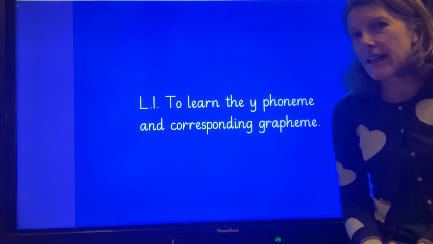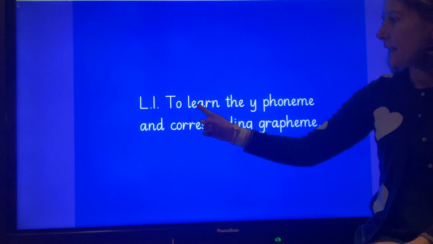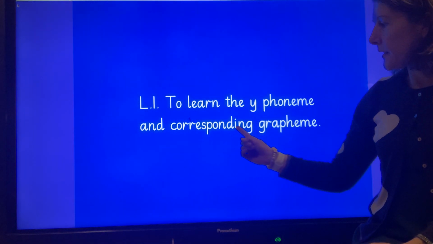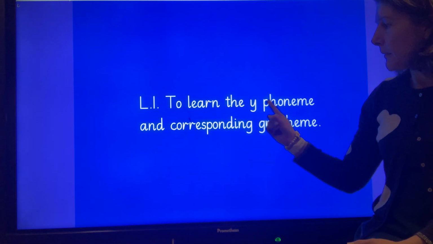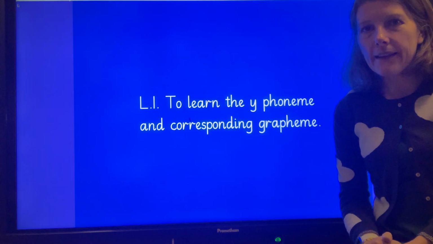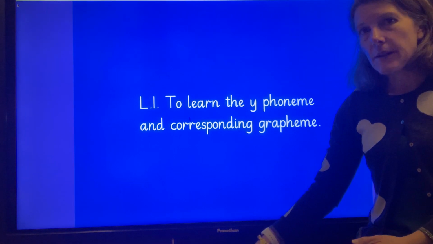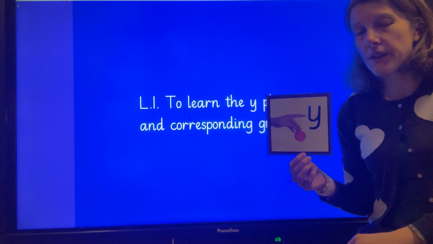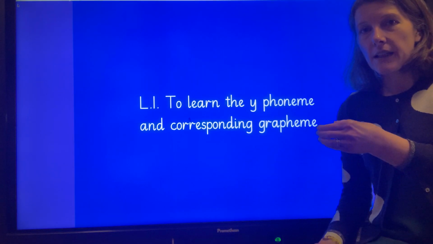Let's have a look at our learning intention. Our learning intention today is to learn the y phoneme and the corresponding grapheme. The grapheme is called Y, that is the name of the letter, and the phoneme is y, y, y.